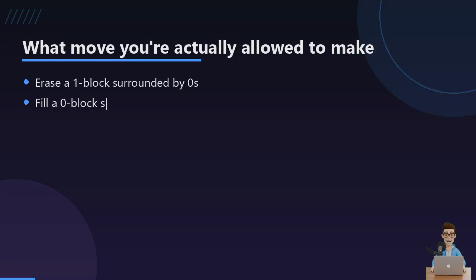Here's the one move you get. First, take a lonely group of ones that has zeros on both sides and turn those ones into zeros. Then take a group of zeros that has ones on both sides and turn those zeros into ones. After the move, we count how many ones exist in the whole string, not just in the part we touched. That sounds abstract, so let's watch it happen on a tiny example next.